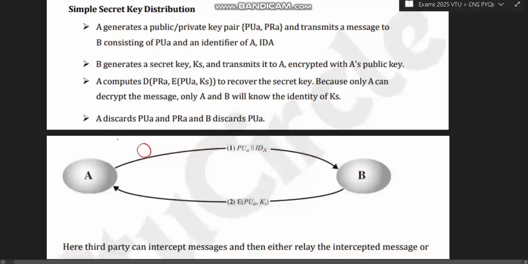So if a hacker has hacked it and got the KS from A and sends KS to B, B will think it's coming from A and B will be talking to a hacker. Okay, like a stupid, he will be talking to a hacker. So that is the disadvantage of simple secret key distribution.